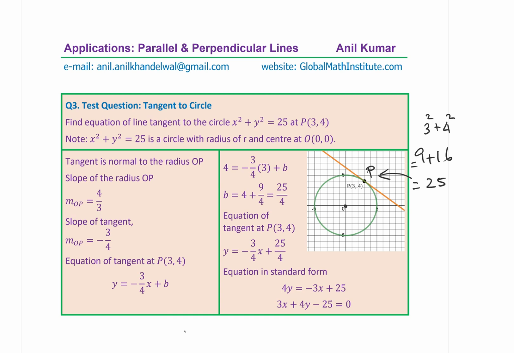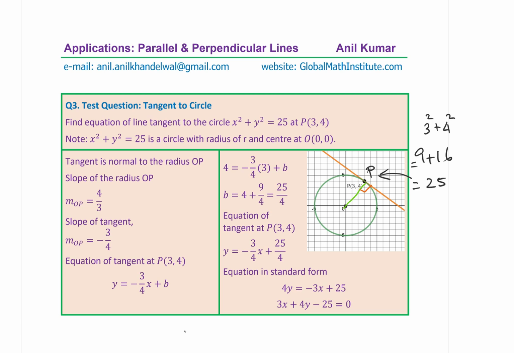Now if I connect this point with the center, I do get this radius, correct? So the radius is connecting to the point, and definitely the radius will be at 90 degrees to the tangent, and that helps us to find the answer. Clear? Now, let's find the slope of the radius first. So the strategy here is the tangent is normal to the radius OP. Normal means perpendicular.